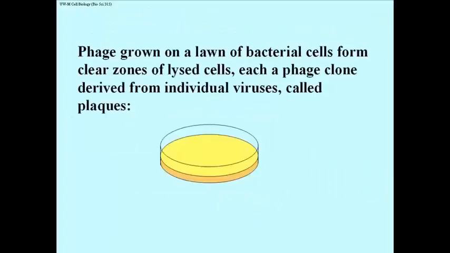This slide illustrates events after placing a dilute viral suspension on a lawn of bacterial cells on a petri dish. Each virus infects a single cell, which makes more viruses that then infect neighboring cells on the lawn. As more and more cells lyse and release new infectious viruses, small clearings develop on the bacterial lawn where the bacteria have lysed. These clearings are called plaques.